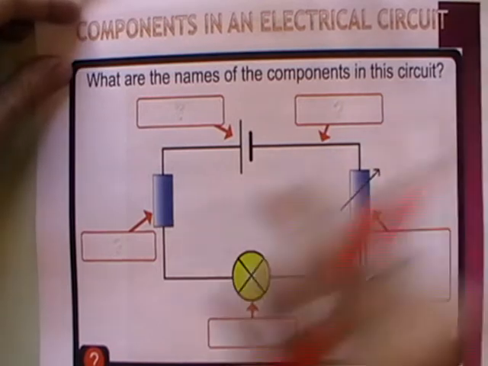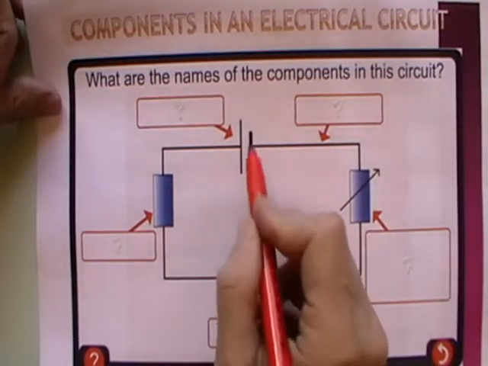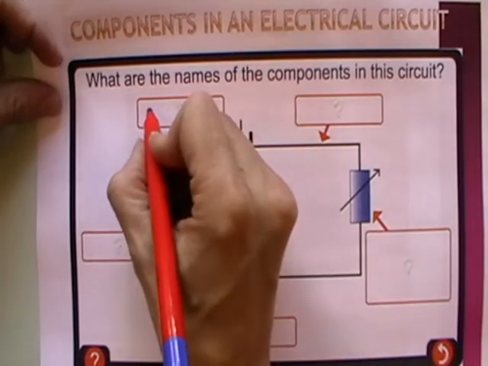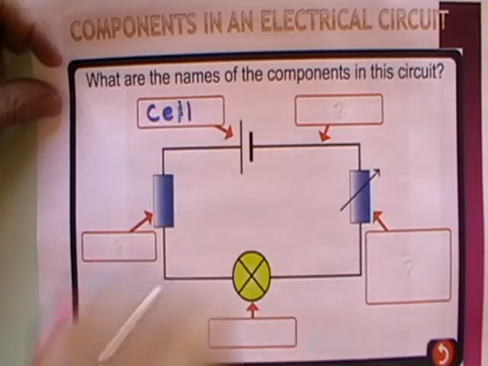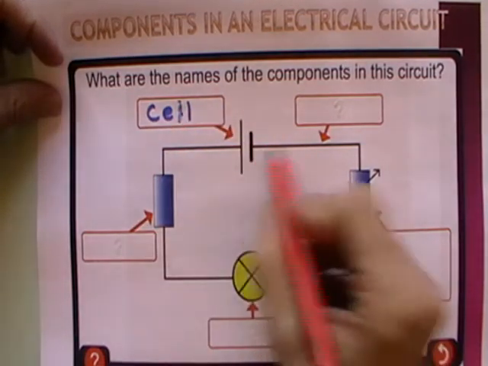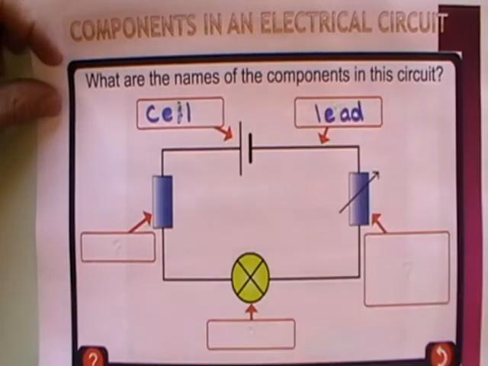The first one here at the top, very often people draw this as a symbol for the battery, but in actual fact when you only have one of these it's called a cell, C-E-L-L. It's called a cell. This is a connecting lead, so it's called a lead, L-E-A-D.